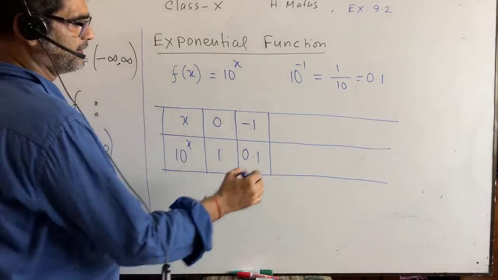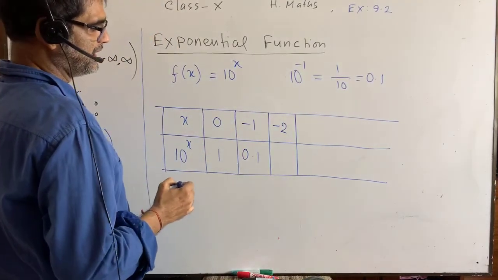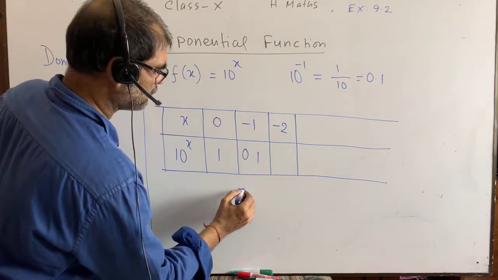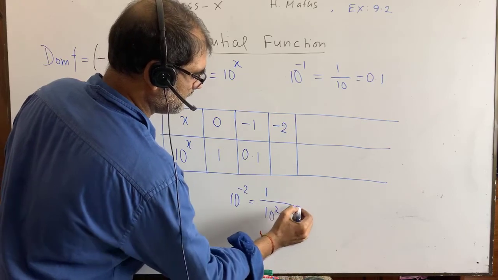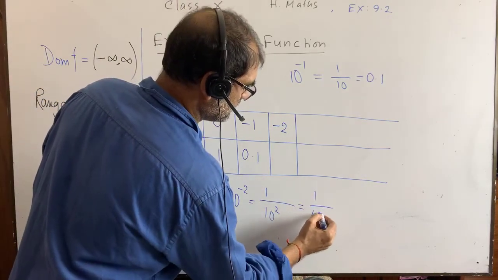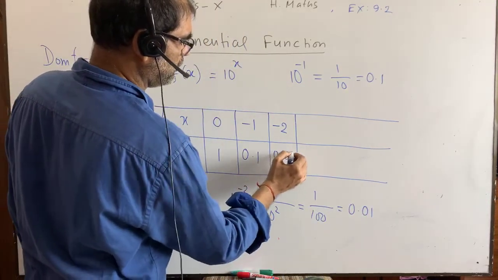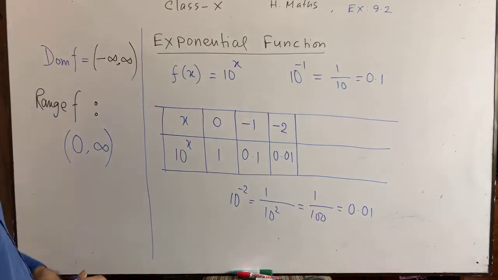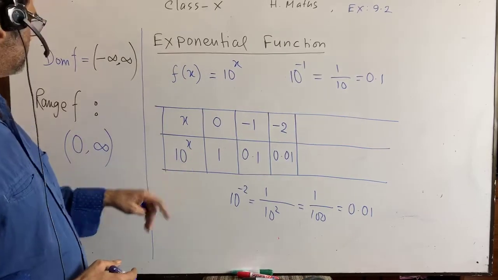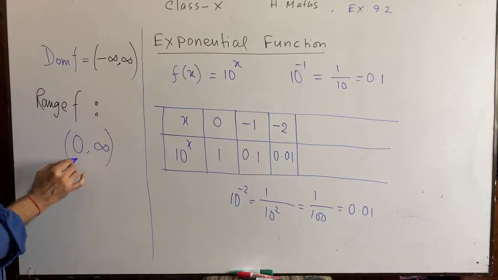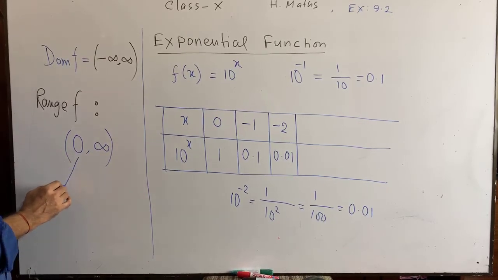If we take minus 2, then 10 to the power minus 2 is equal to 1 by 10 square, equals 1 by 100. That means 0.01. We are getting smaller and smaller values. But we are not getting any value less than 0. Have you seen? We are not getting any value which is equal to 0 or which is less than 0.